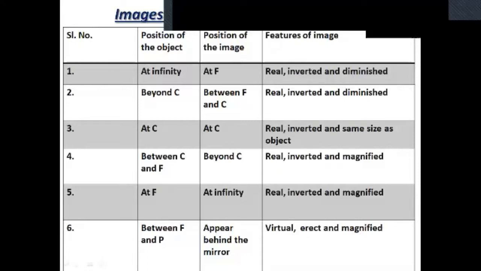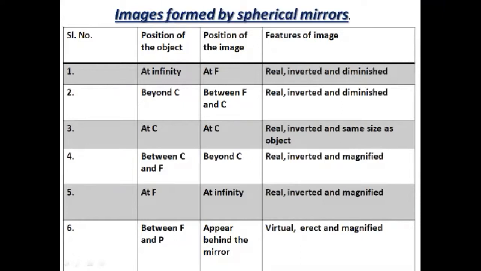Image formed by spherical mirrors. Position of the object: at infinity. Position of the image: at F. Features of the image: real, inverted and diminished. That is, if the object is at infinity and the light rays fall on the spherical mirror, the image is formed at F, the principal focus of the concave mirror, and the image is real, inverted and diminished.